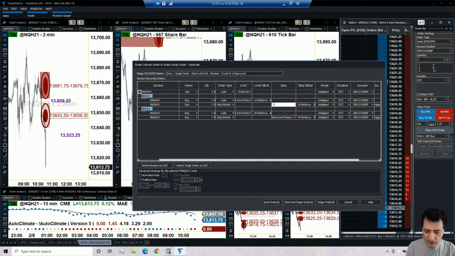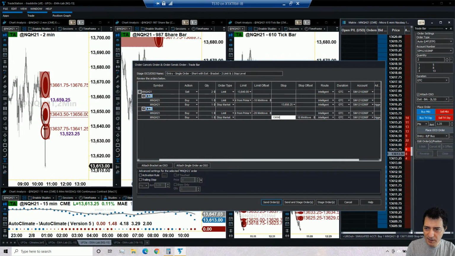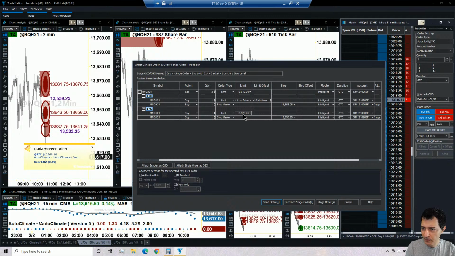13,653, 656.25, that will be the location for the stop. I will zoom in a minute. 13,653.25, which is above that UFO, that will be the entry. My final target is still the same, 13,523.25.